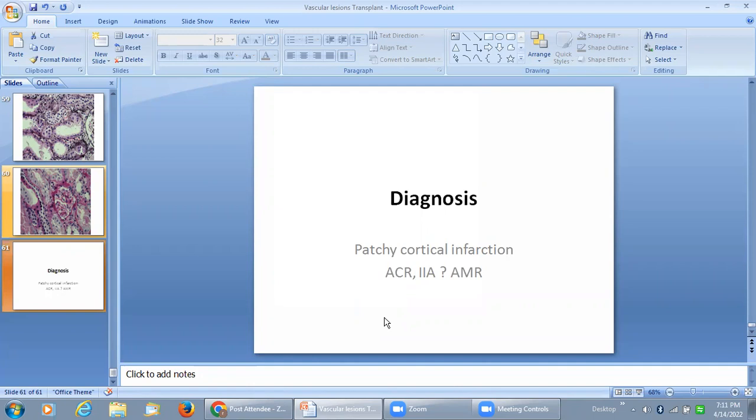Any more questions? You can write in the chat box. So I can ask you, when we say mild tubulitis, is there any quantification of lymphocytes for mild, moderate, and severe tubulitis? How many lymphocytes should be there in one tubular cross section? For mild tubulitis, how many lymphocytes should be there? You can write your answers in the chat box.